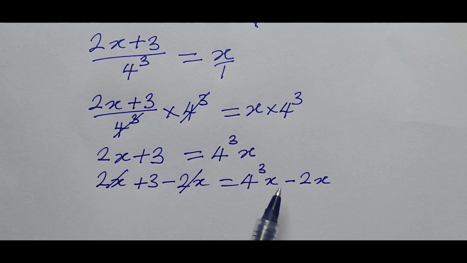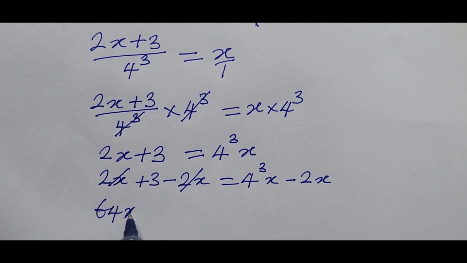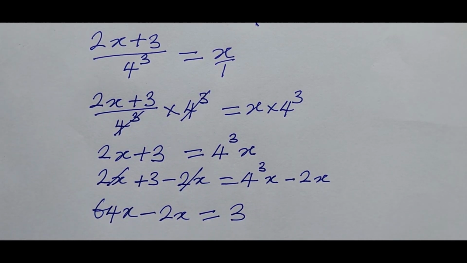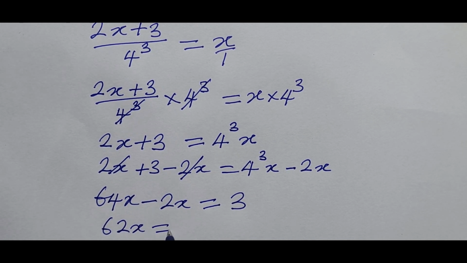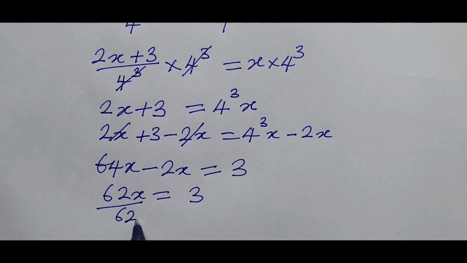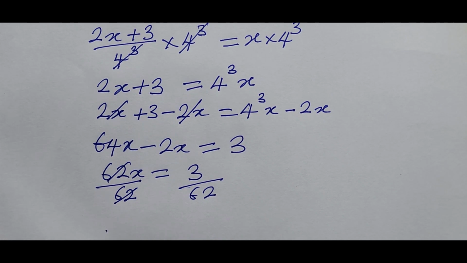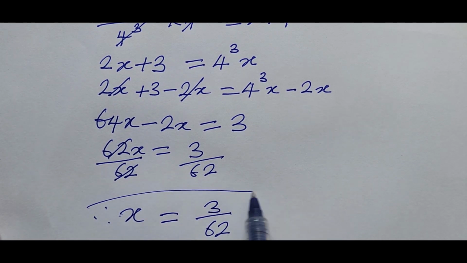At the same time, let's rearrange this. We're going to have 64x minus 2x is equal to 3. If we take this from this, it gives us 62x is equal to 3. We divide through by 62 because we're looking for x. Cancel, cancel. So we now have, therefore, x is equal to 3 over 62. This is the value of x.